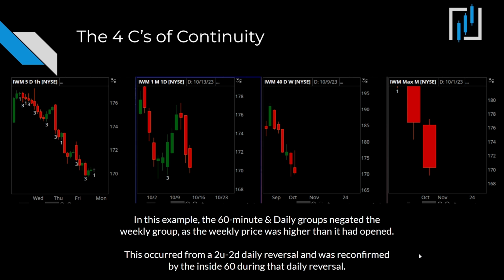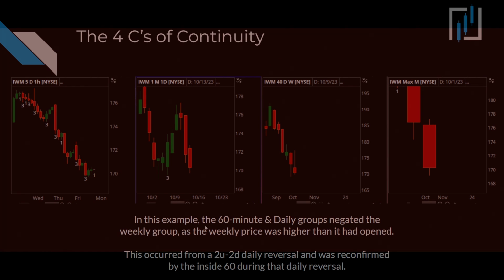So what you'll see here in this example is the 60-minute and daily groups negated the weekly group, as the weekly price was higher than it had opened. And this occurred from a 2 up, 2 down daily reversal, and then was reconfirmed during that daily reversal by an inside 60, which triggered as a measured move.